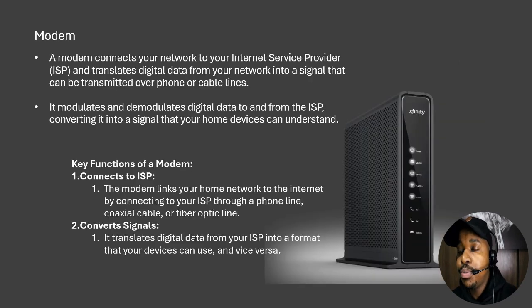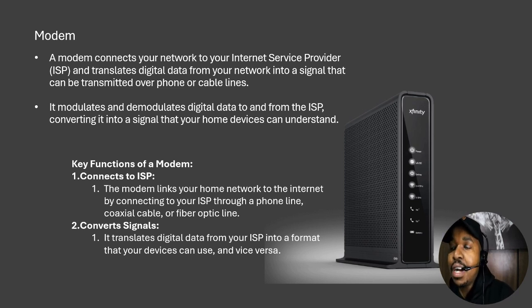And now we're going to be looking at the modem. So a modem connects your network to your internet service provider and translates digital data from your network into a signal that can be transmitted over phone or cable lines. So it modulates and demodulates digital data to and from the ISP. So it converts it into a signal that your home devices can understand.